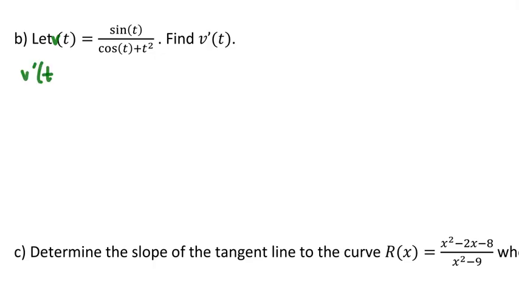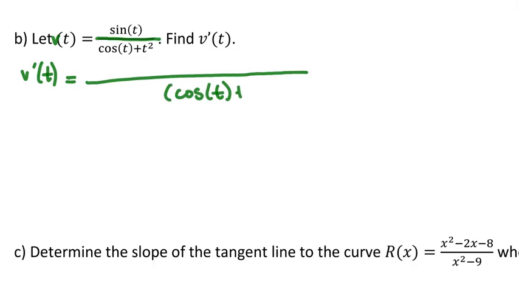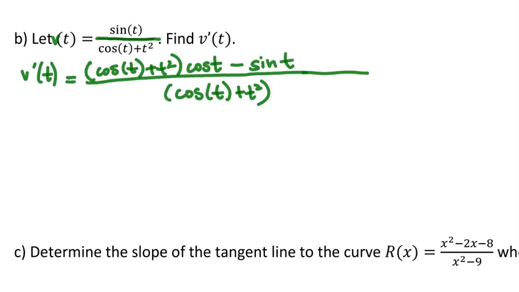V prime of t, the big operation is definitely division, so the quotient rule applies. So we're going to put the bottom squared in first this time, and then on the top, we'll start with the bottom, and that should get multiplied by the derivative of the top. The derivative of sine is cosine, and then we have minus the top times the derivative of the bottom.